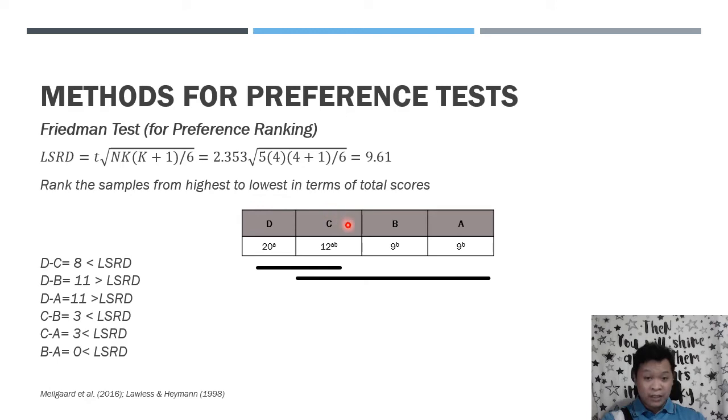So D versus C based on these letters are not significantly different kasi pareha silang may superscript na A. And then A, B, and C are not significantly different from each other in terms of preference because they all have the superscript B. However, D is significantly different from both B and A because they don't share any of the same superscripts. So that's how significance groupings work.